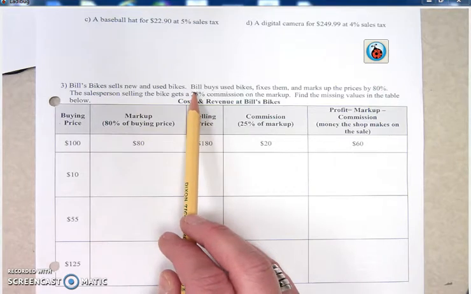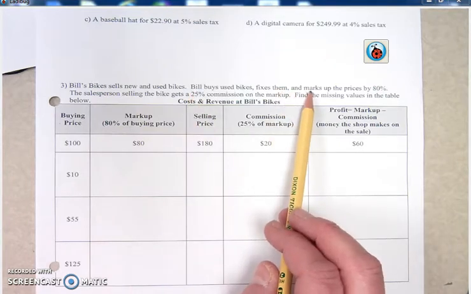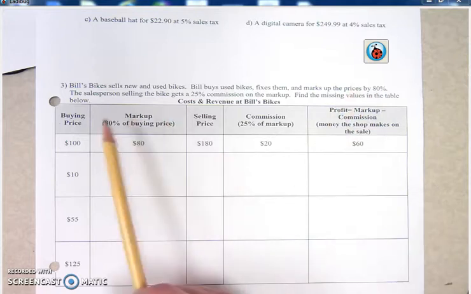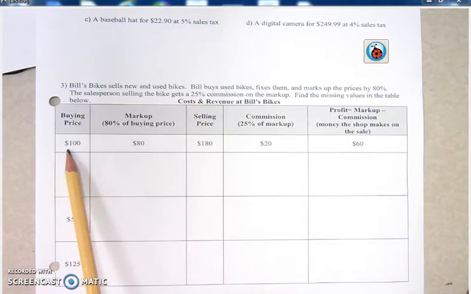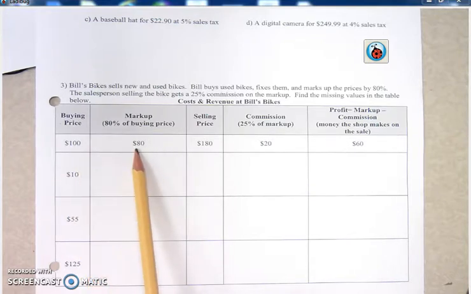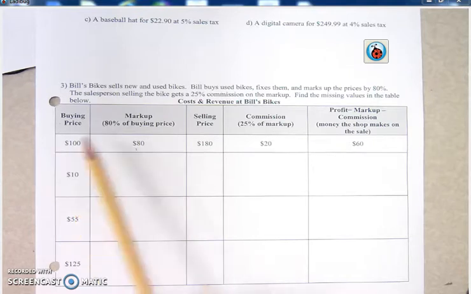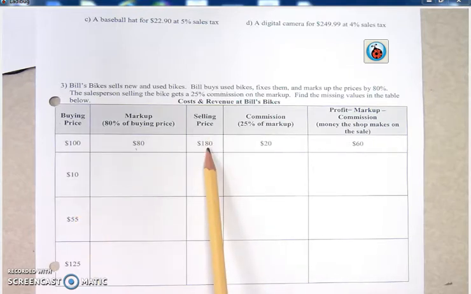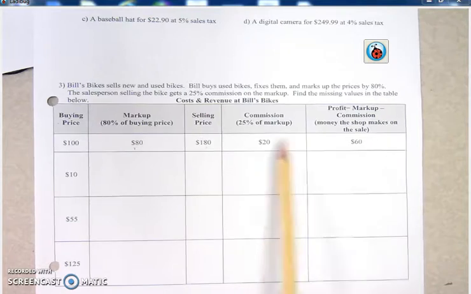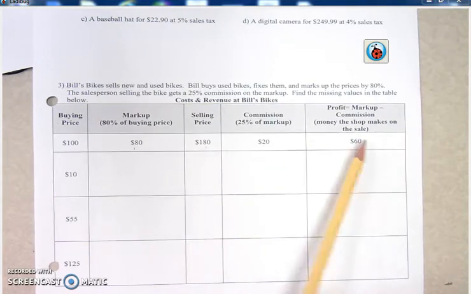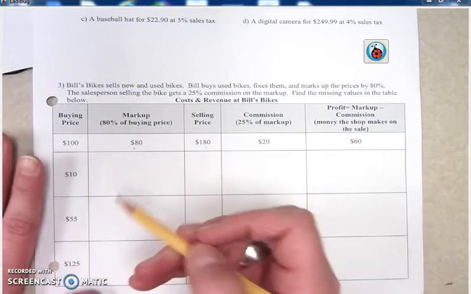Bill buys used bikes and fixes them. He marks the prices up by 80%, and then the salesperson gets a 25% commission. So what someone did was they said, okay, if the buying price is $100, let's find the markup, add the markup plus the buying price to get the selling price, use the markup to determine the commission, and then find the profit. And this top row here is all just an example for you. But let's try one more together.